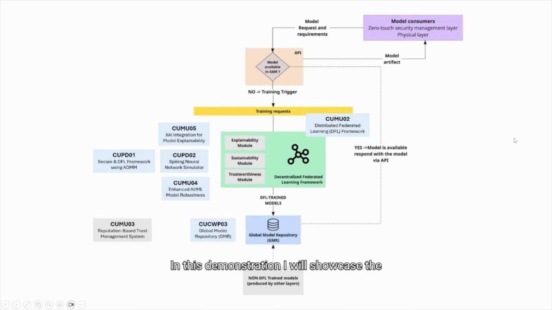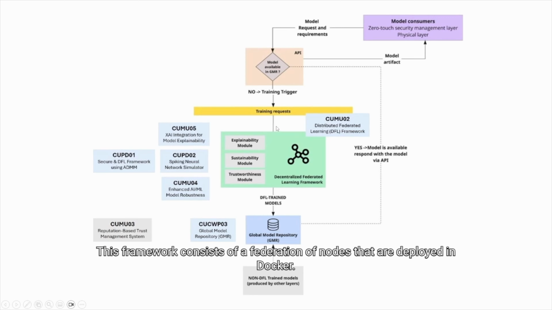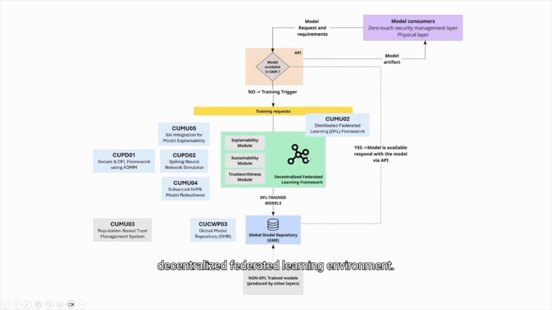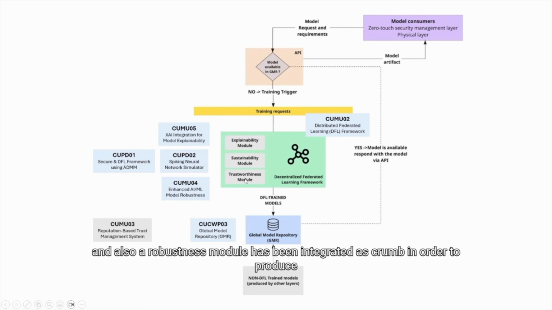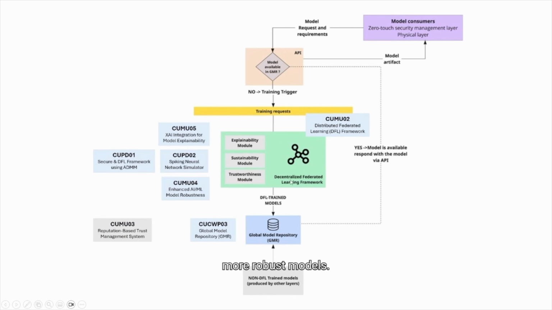In this demonstration, I will showcase the Distributed Federated Learning DFL framework. This framework consists of a federation of nodes that are deployed in Docker. These nodes can be configured in different ways in order to train a model in a decentralized, federated learning environment. It has different modules such as the explainability module, the sustainability module, and the trustworthiness module, and also a robustness module has been integrated as CRUM in order to produce more robust models.